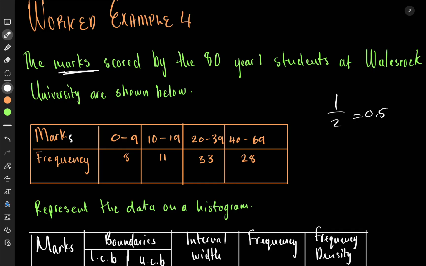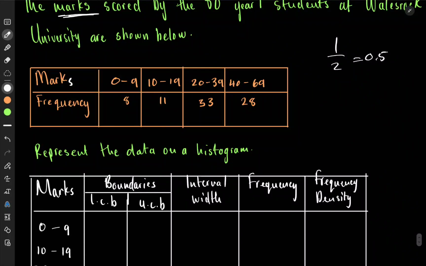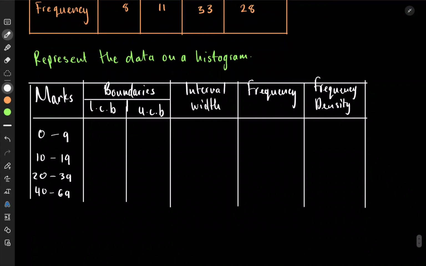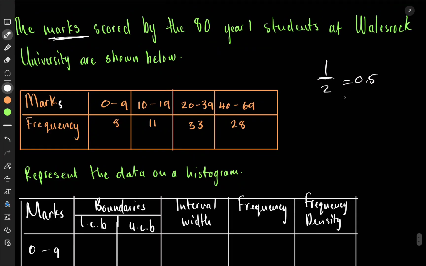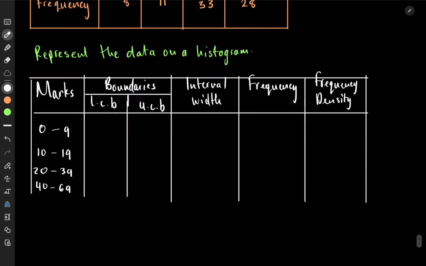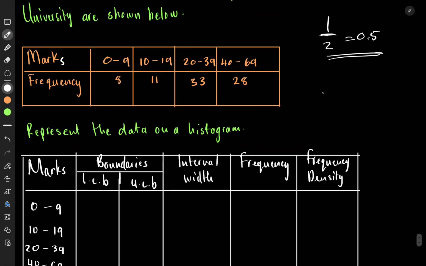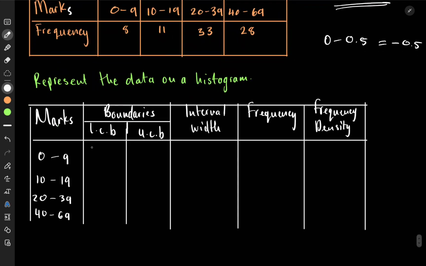Now, because we have discrete values for marks, when we are converting it to our continuous scale, we can have negative 0.5. So remember, we would say 1 divided by 2 gets 0.5. What we are doing is adding 0.5 to the upper bound and removing it from the lower bound. So here, to get the lower class boundary, we say 0 minus 0.5, you get negative 0.5. So that means my lower is negative 0.5.